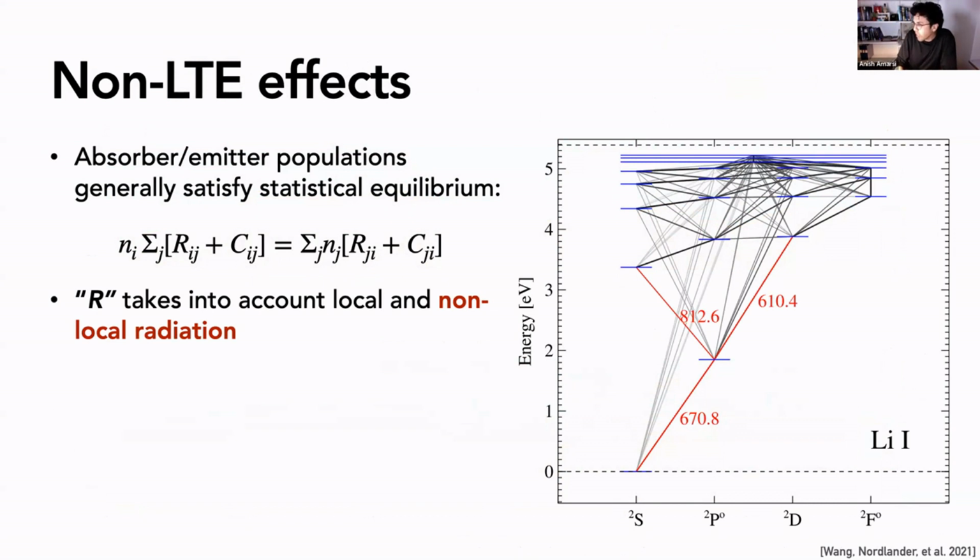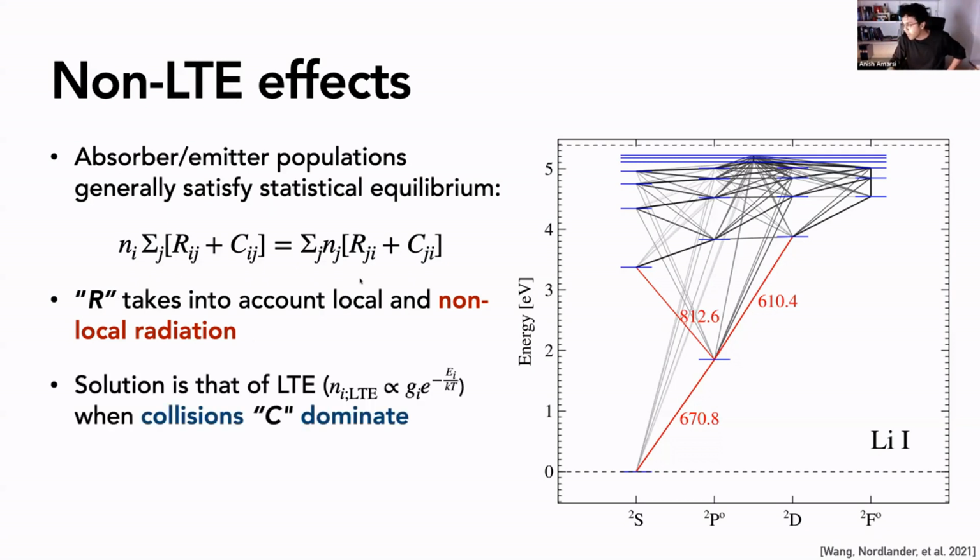So to say that in another way, to get the spectrum, we need to know the populations, N, of the absorbers and the emitters in the atmosphere. And we can do this in general by solving for statistical equilibrium. So this is a fairly intuitive equation, I suppose. It's just everything that goes out of a level has to be balanced by everything coming back in. And we have radiative rates, R, and collisional rates, C. The radiative rates take into account both the local and the non-local radiation. And the non-local radiation is what drives things away from LTE.